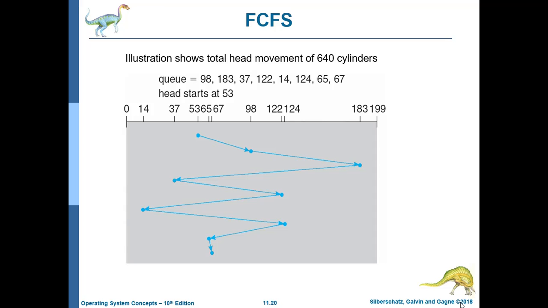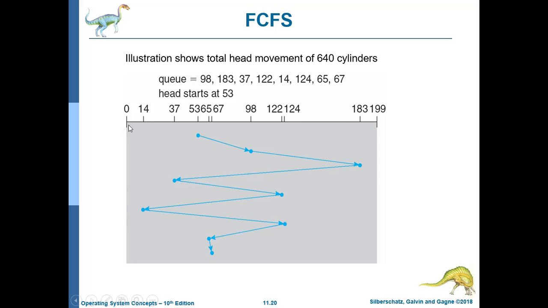Just like with CPU scheduling algorithms, FCFS means first come, first serve. It says here that the illustration shows a total head movement of 640 cylinders. So how is this 640 cylinders computed? Let me show you. We have the queue, which is already given, and then the head starts at 53.